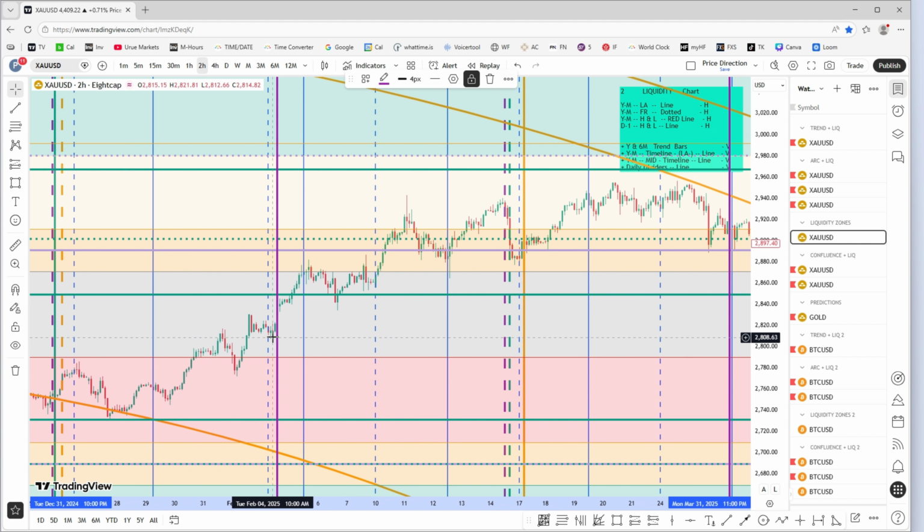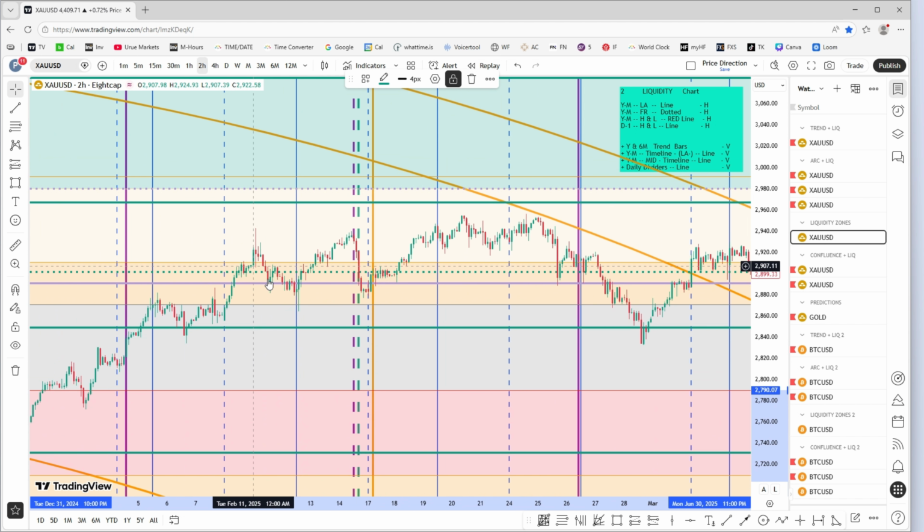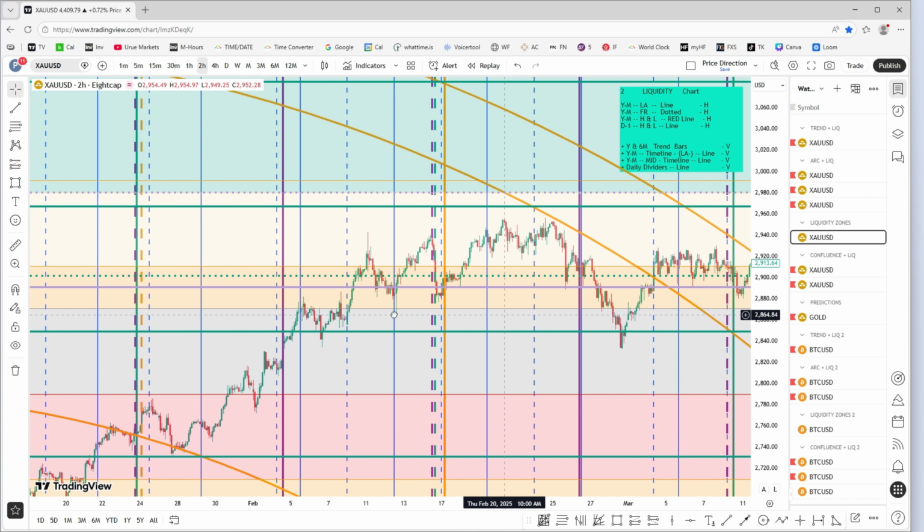It came down here, crossed the quarterly last angle, hit this liquidity and couldn't do anything. It had to come down, get some energy from the last angle of the monthly, and move up and break that liquidity zone and went up.